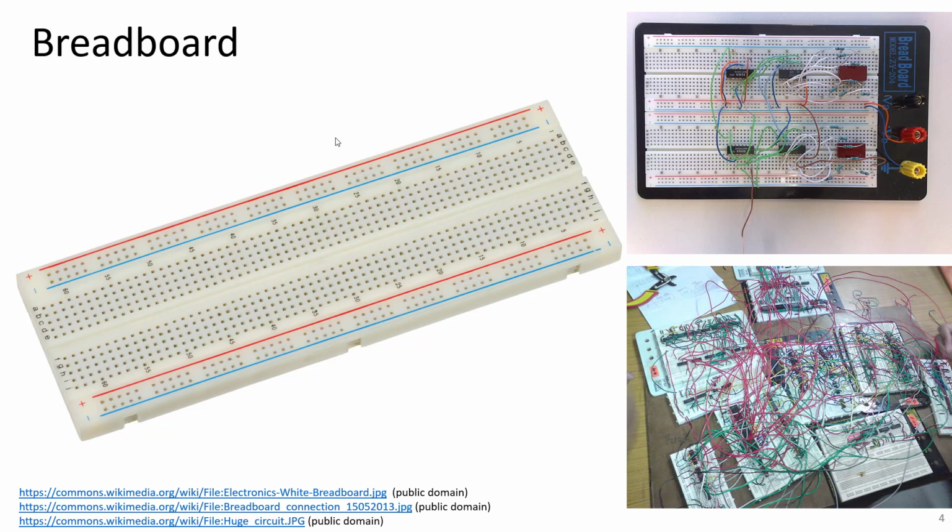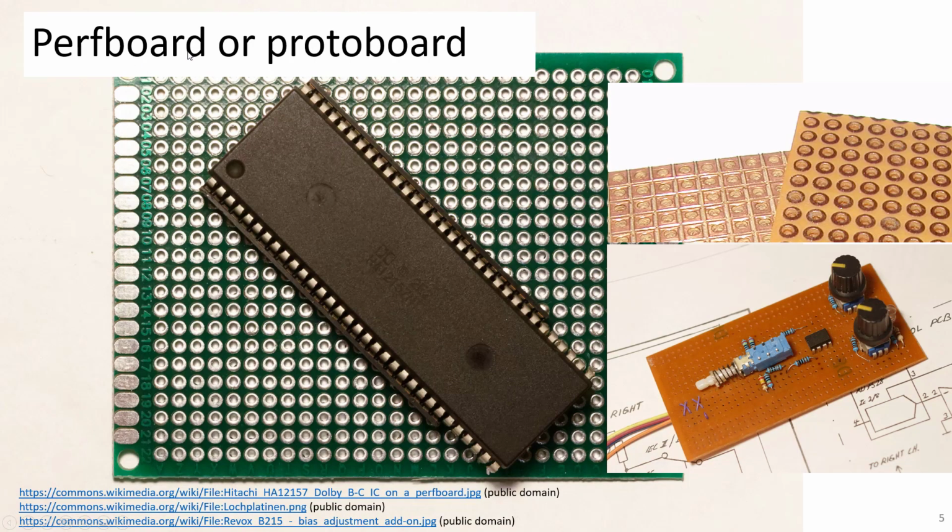One step up from that, and a little more permanent, is a perfboard or protoboard. This is a board with a grid of holes that are lined with metal, so you can permanently solder parts to them to make a more permanent connection once you've prototyped your circuit and figured out how you want things to be laid out. Now, this still involves a lot of manual soldering.